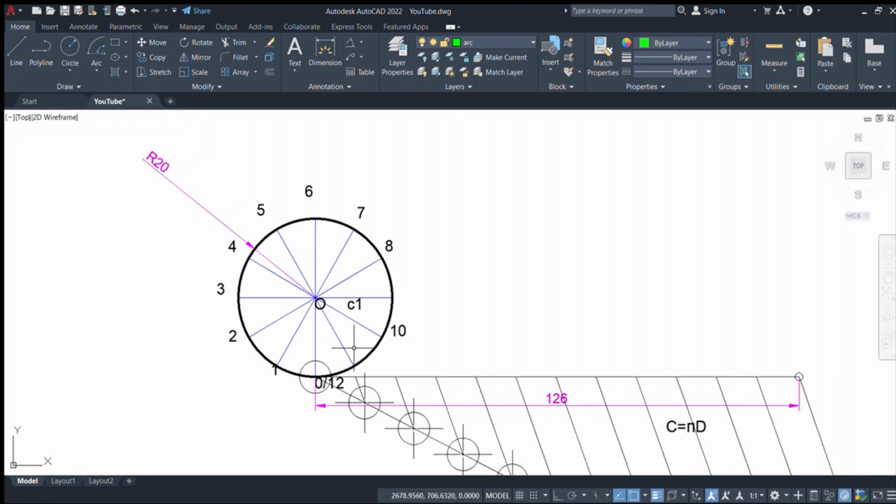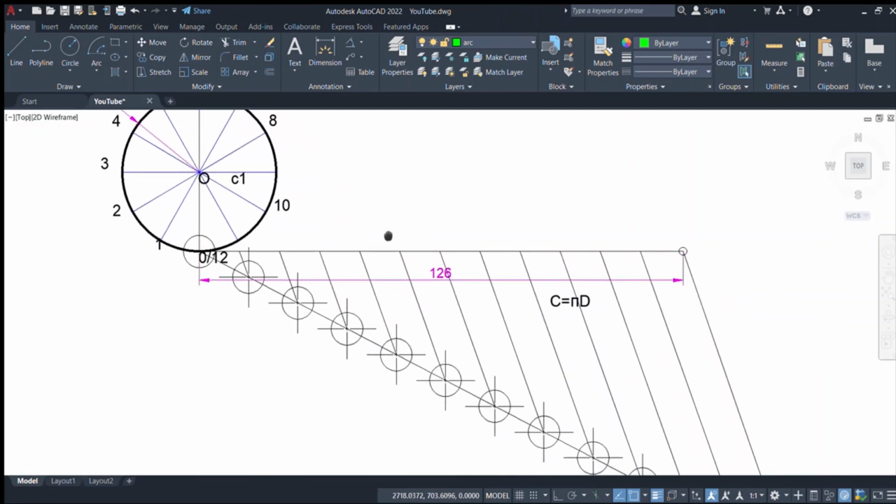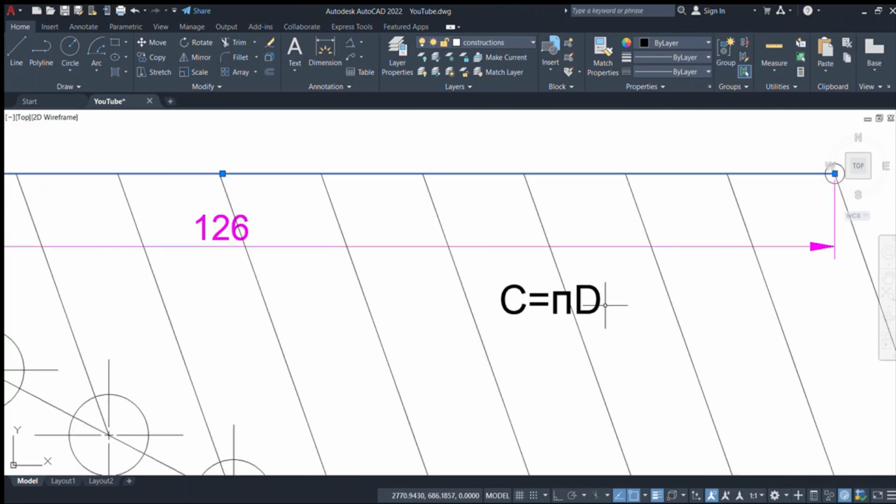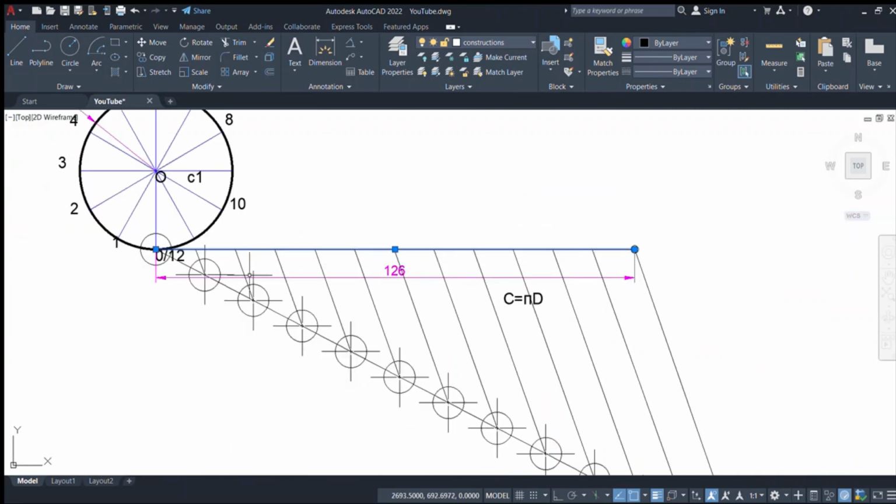Subdivide the circle into 12 parts. And then the next thing, draw this path where the circle is going to roll over. To get that distance, find the circumference of the circle, which is given as pi d. So in this case, my circumference was 125.6, but rounded off to a whole number, which is 126.